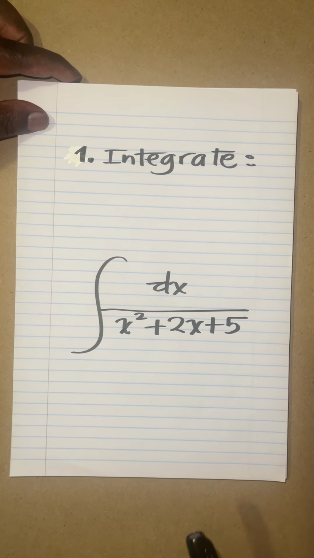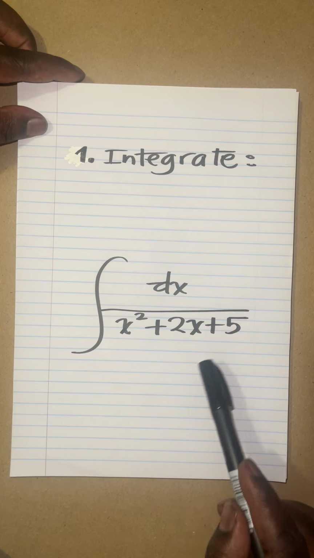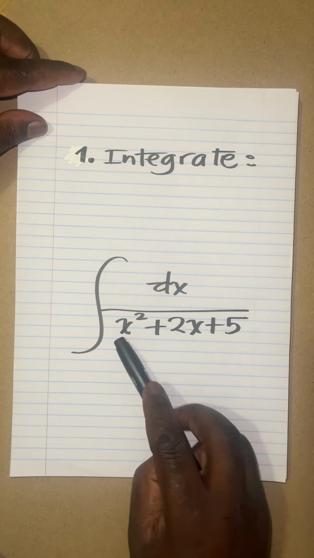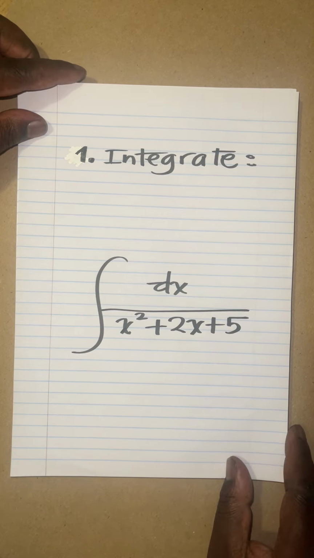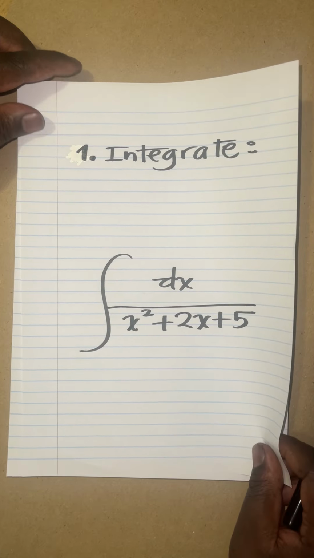So in that case, what we need to do is to complete the square of the denominator, which is a trinomial. Once we complete the square, we're going to look at the tan substitution that I described in the previous video. Okay, so let's go through this and see how it works.